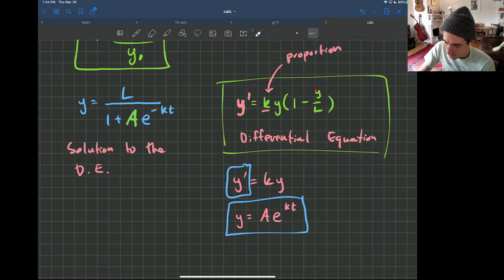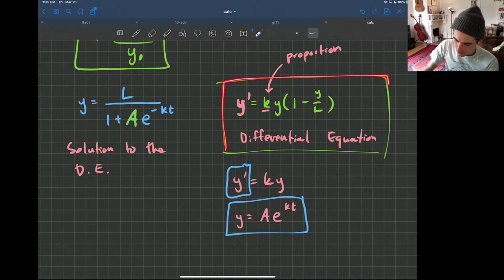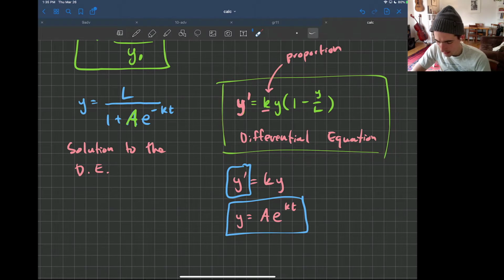Whereas when it's the other way around, when y is very small, like 0 or 1 or 2, then this is very close to 1, right? Because you'd have something very close to 0, and you'd have 1 minus this 0-ish thing, and now you have this sort of exponential growth. But as y gets closer to L, this turns into 0.